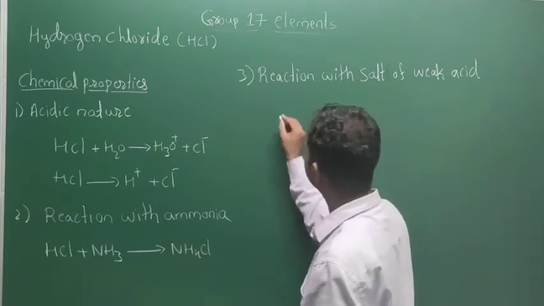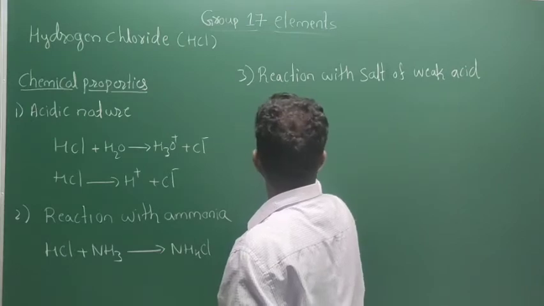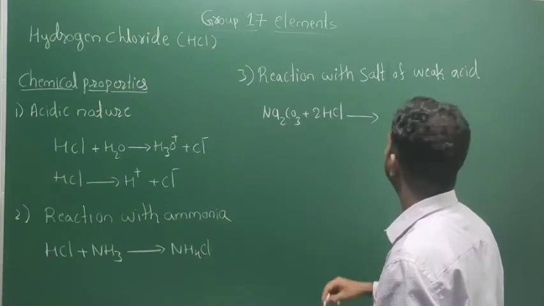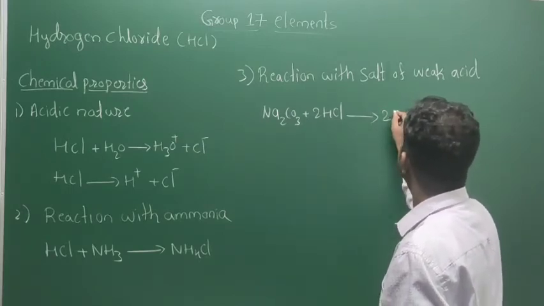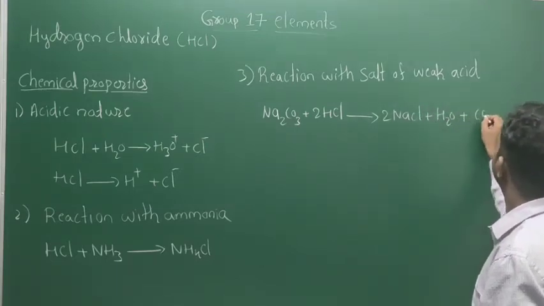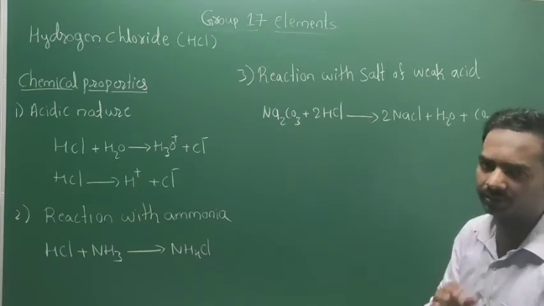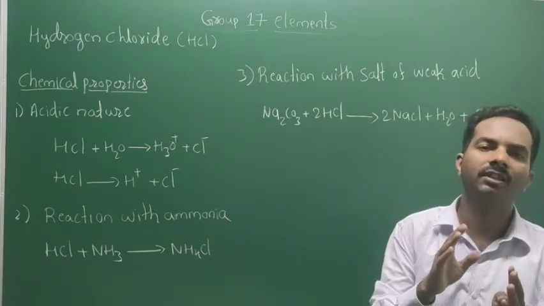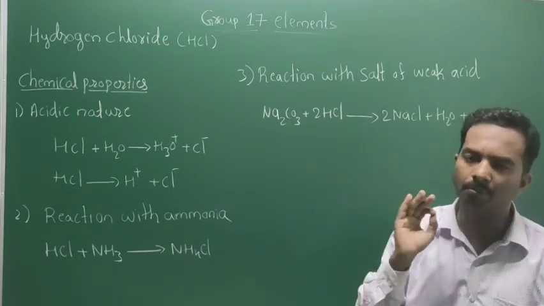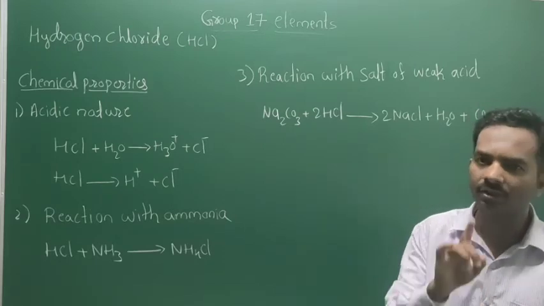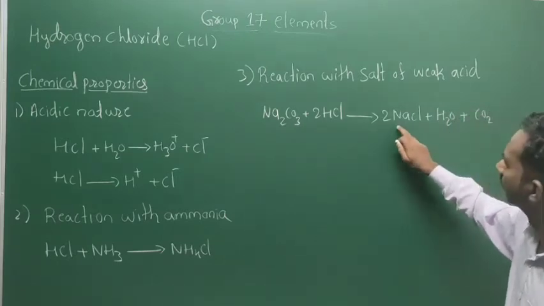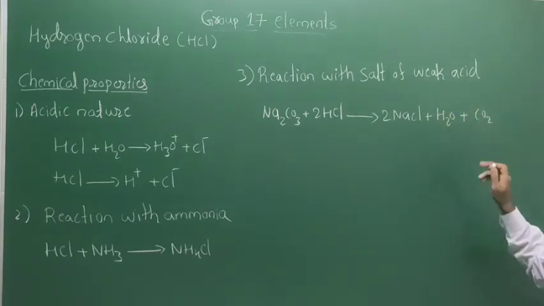So consider the reaction: sodium carbonate reacts with HCl to give 2 moles of sodium chloride with water and carbon dioxide. So here HCl decomposes salt of weak acids like carbonates, bicarbonates and sulfides. Consider the first example, sodium carbonate. It is treated with HCl to give sodium chloride along with water and carbon dioxide.